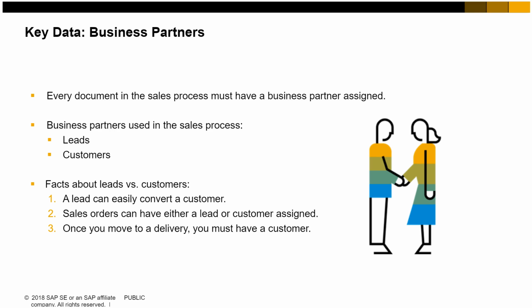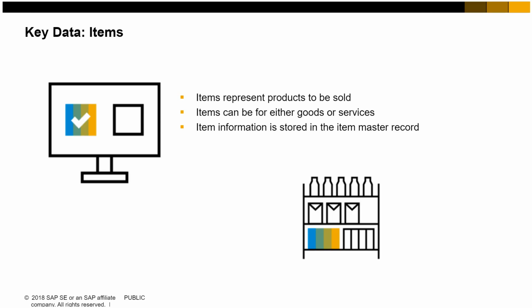Customer master data describes people and organizations to whom your company sells products and services. Customer master data records are used as the foundation for documents related to processing and fulfilling orders for customers and for the wizard for dunning customers. Besides the business partner, another key piece of data entered in the sales order is item data. Items represent products to be sold, either goods or services. Like customer master data, item information is stored in master data records.